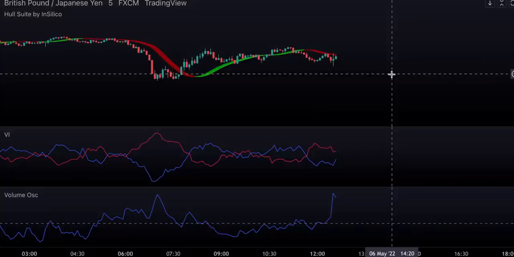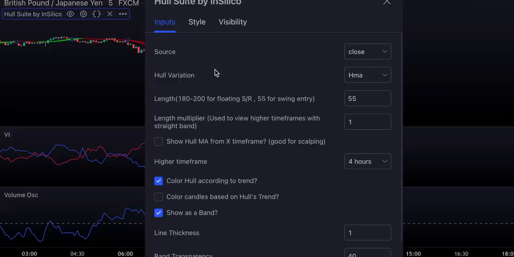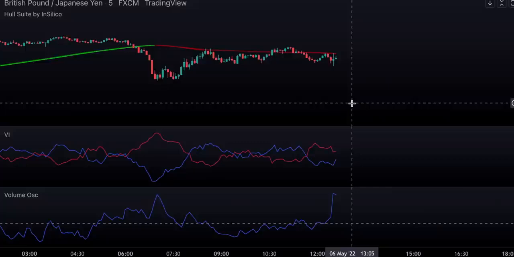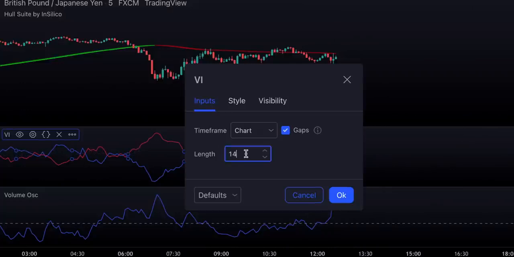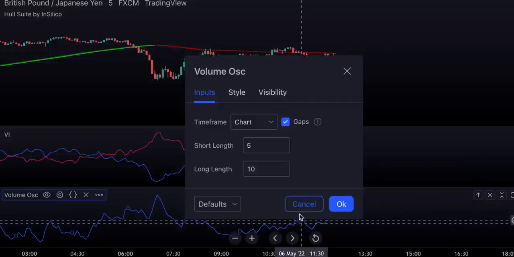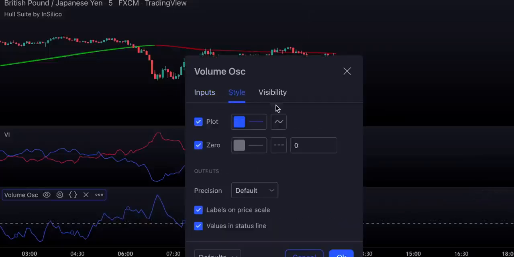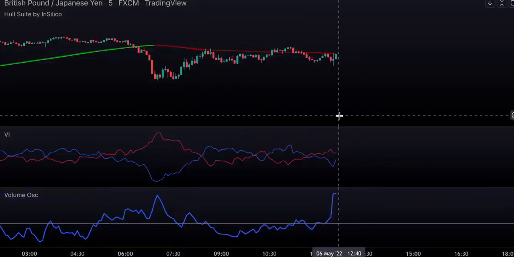Okay, so in order for this strategy to be complete, we first need to adjust these indicators. So let's first double click on this whole suite line and change this length from 55 to 100. And this length multiplier from 1 to 3. Okay, now we need to change the settings on our Vortex indicator. So let's change the length from 14 to 20. And now let's make some slight adjustments to our volume oscillator. We're not going to change the inputs, just going to change the style. Okay, now our strategy is ready.